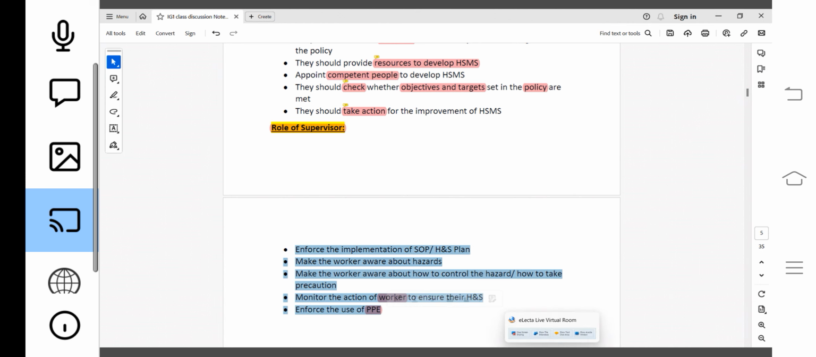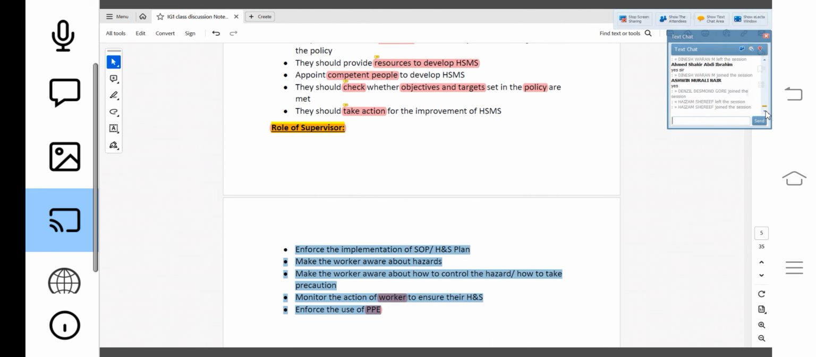Now tell me, in very brief, I think it is not a very difficult topic to understand, the supervisor role. Have you all understood the role of the supervisor? Tell me, the role of the supervisor. Okay, Harvey and Ashwin. Now let's move to contractor management.